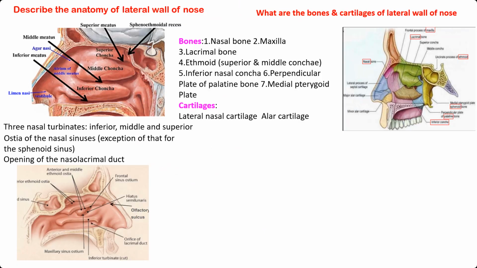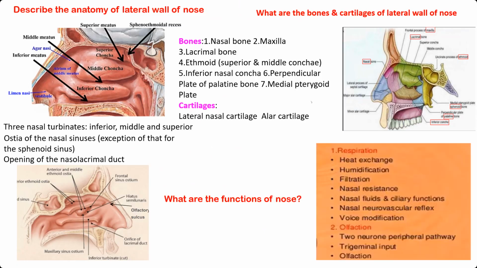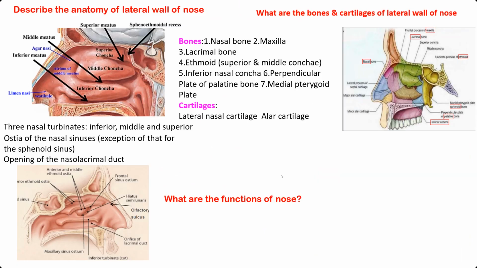So the second answer you have to be right in the question, if it is asked, is which bones and cartilages constitute the lateral wall of the nose. Then what are the functions of the nose? Now, the function you can write as the last part of the answer if it is an anatomy question, but I am just including it here to know what the function is before we proceed further to the blood supply, nerve supply, and its importance.